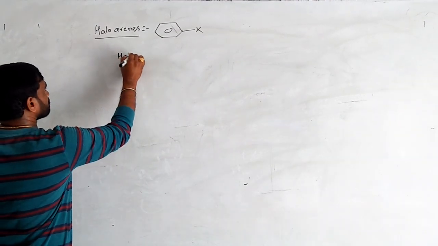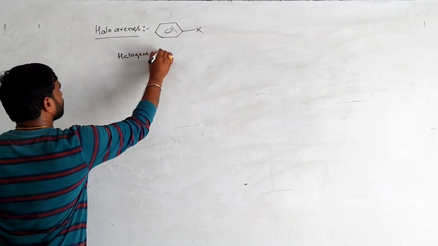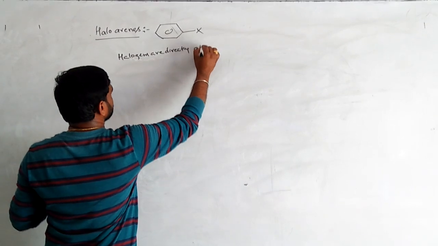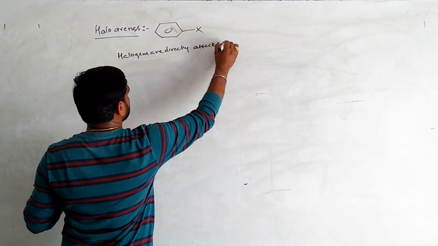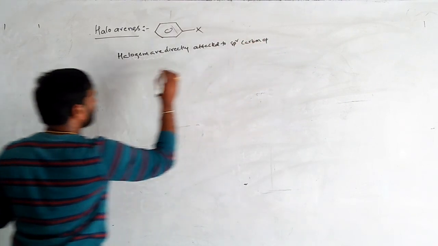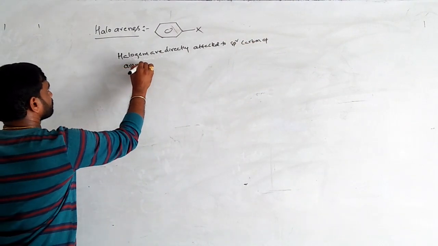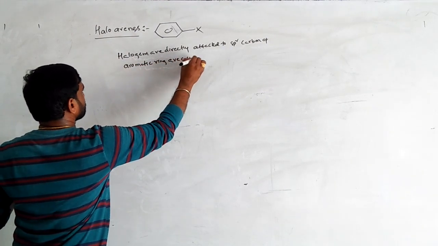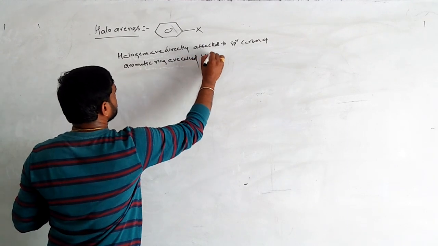Halogens directly attached to the sp2 carbon of an aromatic ring are called haloarenes.